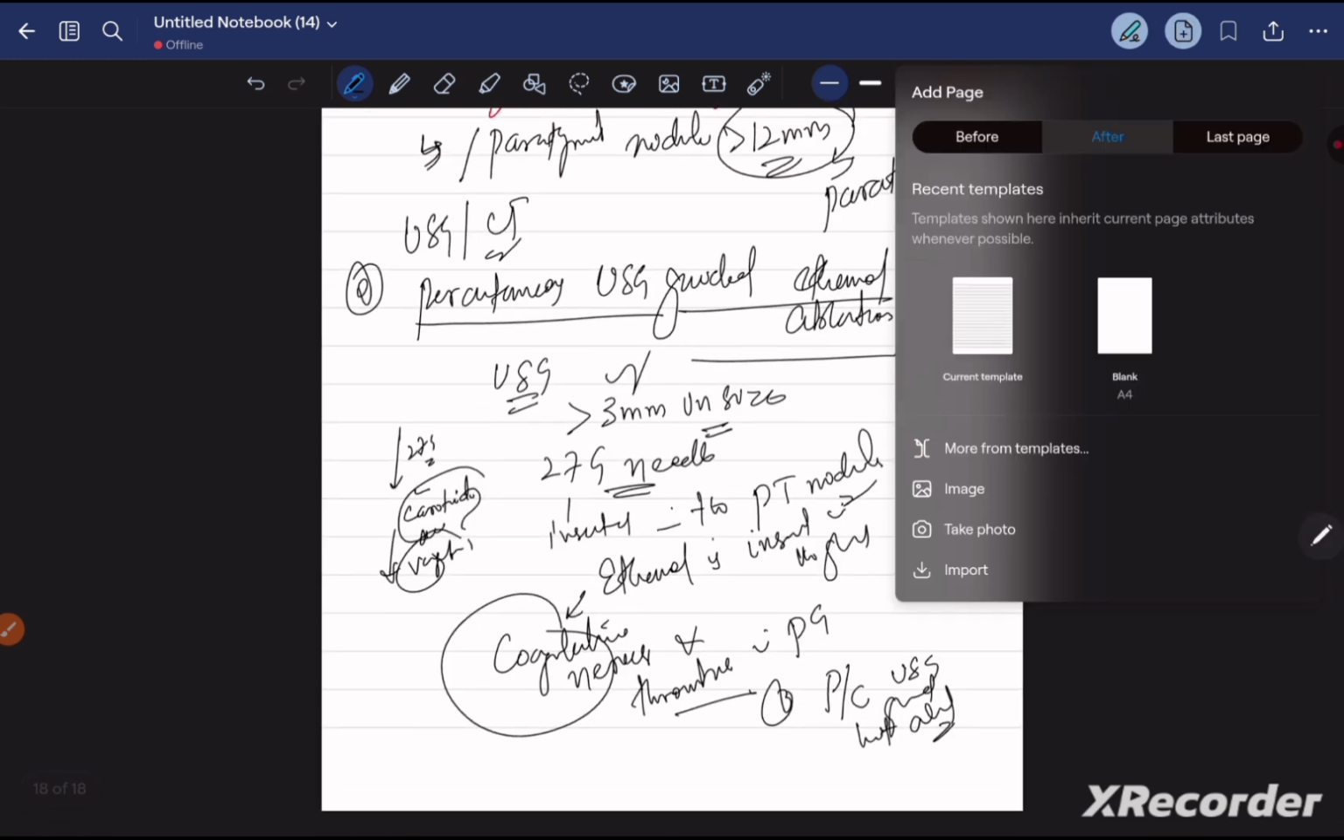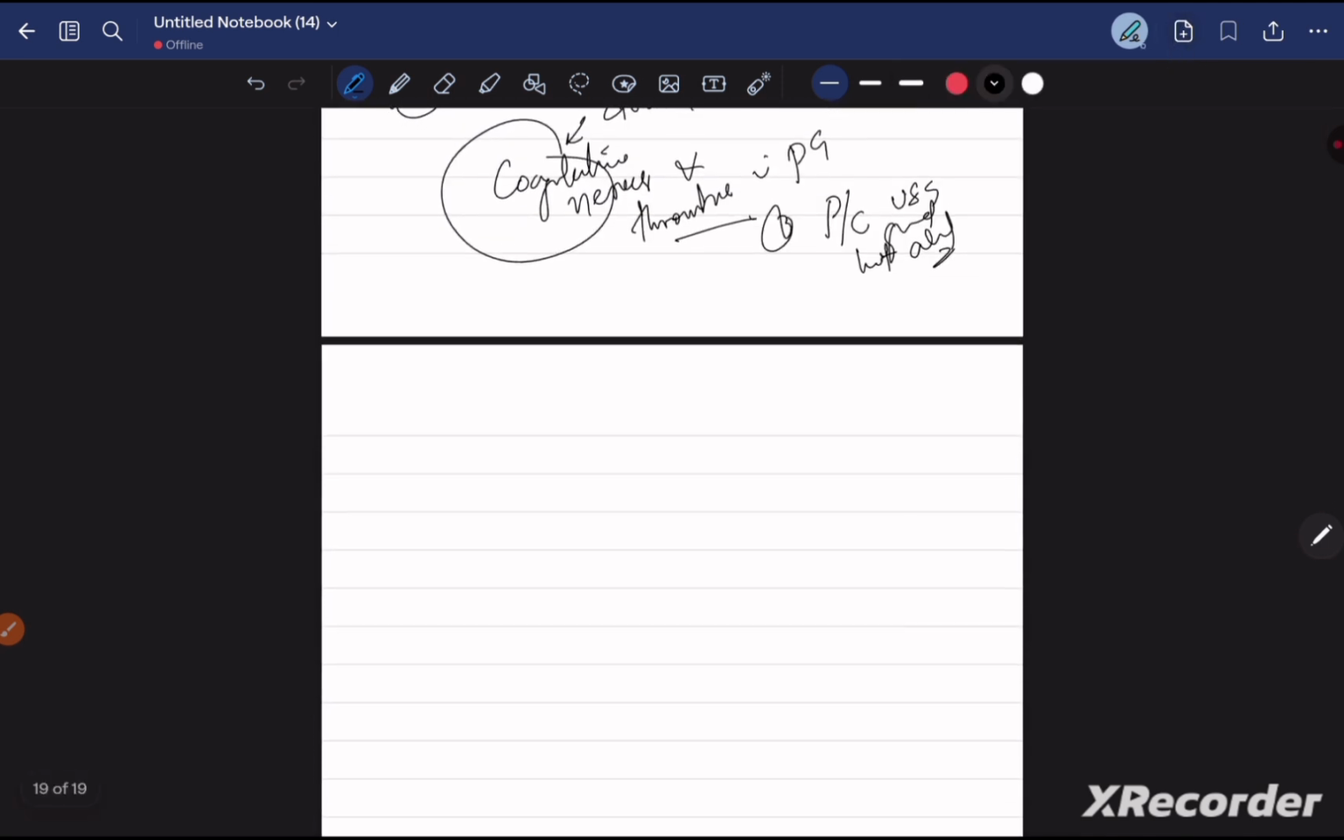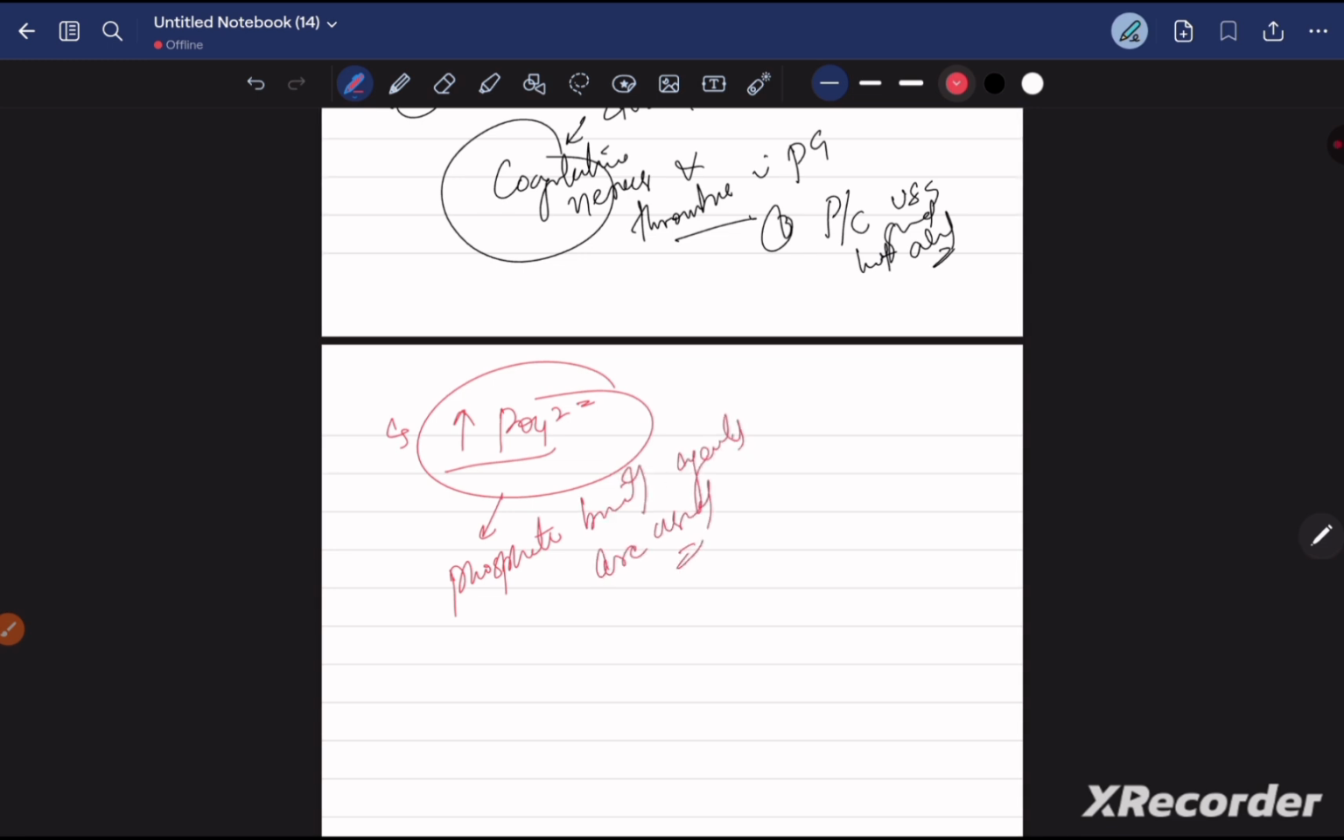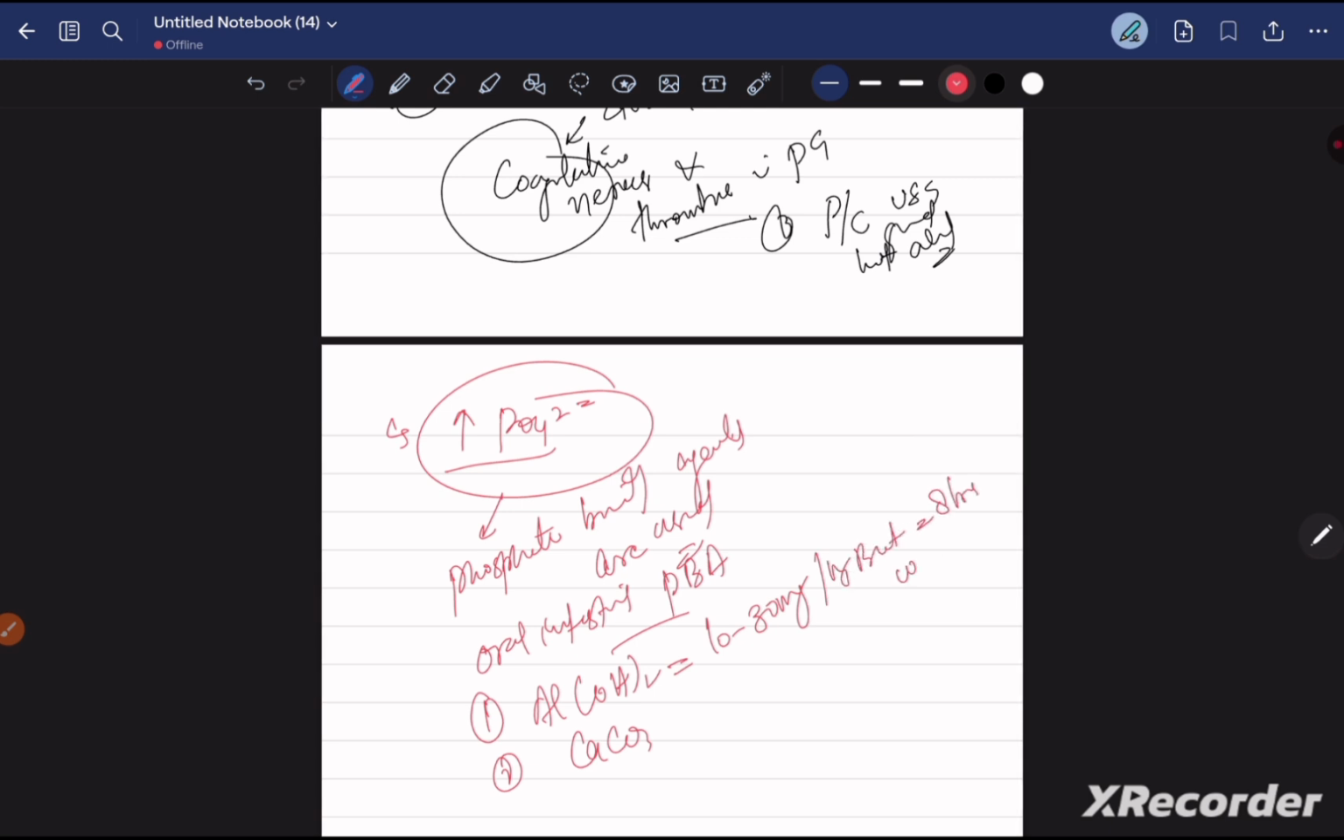So one more thing: what about the management of hyperphosphatemia? For that, phosphate binding agents are used. There are some oral intestinal phosphate binding agents: aluminum hydroxide, and second one is calcium carbonate. Aluminum hydroxide is used at the rate of 10 to 30 mg per kg body weight, 8 hourly with meals. And calcium carbonate, same dose rate, 10 to 30 mg per kg body weight with meals.